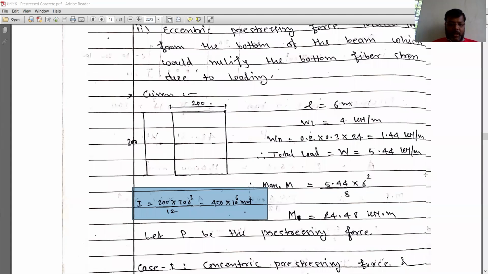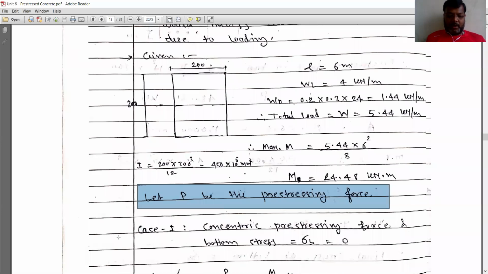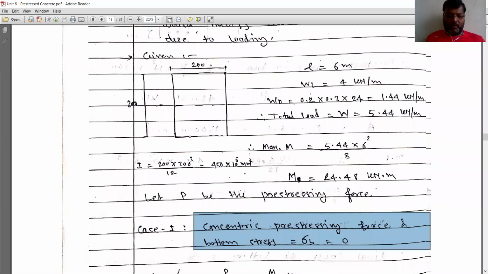Now we have to find out the pre-stressing force P. That pre-stressing force P is required, but this pre-stressing force P is to be calculated by using two conditions. The first case is that concentric pre-stressing force and bottom stress is zero. Concentric pre-stressing force means, as I told you, that the pre-stressing force acting along the centroidal axis of the beam, and due to which the stress at bottom should be equal to zero.